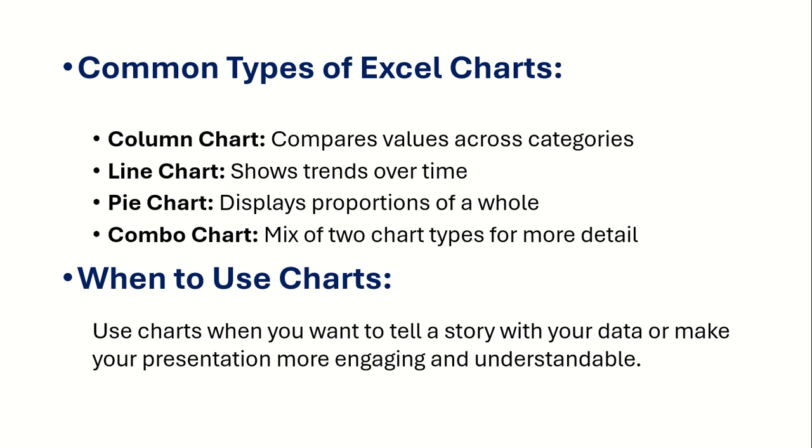The next one is the combo chart, which is a mix of two chart types for more detail. The combination of charts is the combo chart. You can combine the line and the column chart, and it will give you the combo chart. So the combo chart is basically a combination of two charts. So when do we use a chart? We use charts when you want to tell a story with your data or make your presentation more engaging and more understandable.